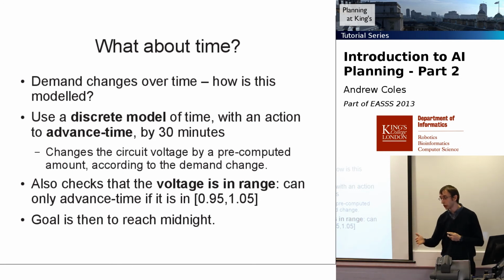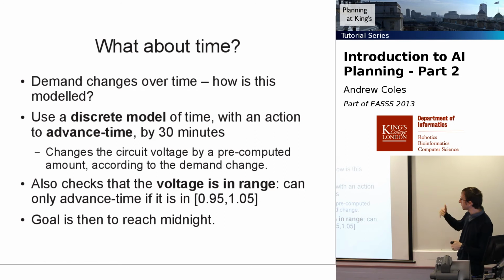So if the demand is going to go up from say midday to half past midday, then advancing time at that point would decrease the circuit voltage. If the demand goes up, the circuit voltage goes down. If the demand fell, then the circuit voltage would go up. And the other useful thing that advance time does is, so far I haven't shown anything which checks that the voltage is in range. Well, at advance time, we can put a pair of preconditions and say you can only advance time if the voltage is within this range of 0.95 to 1.05.